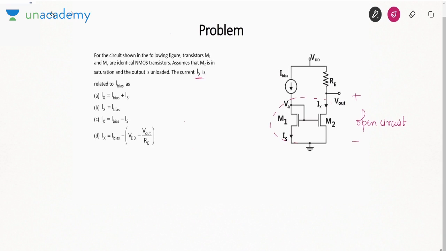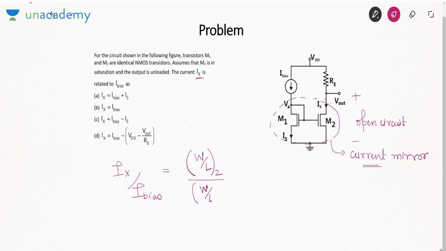Many of you might have already recognized this circuit. This is basically your current mirror circuit. If it is a current mirror circuit, we know that Ix over I bias is equal to the ratio of their aspect ratios. But it says these are exactly identical NMOS transistors, so this will get cancelled. So Ix will be equal to I bias. So the answer would be B. Ix will be equal to I bias. That will be the final answer, because the W by L ratio of transistors is not given.